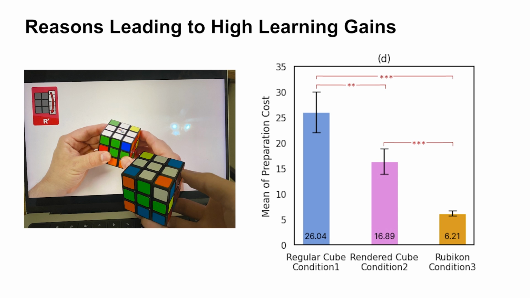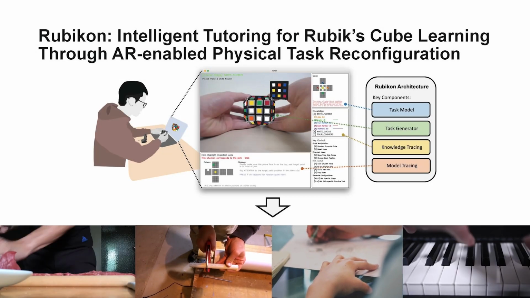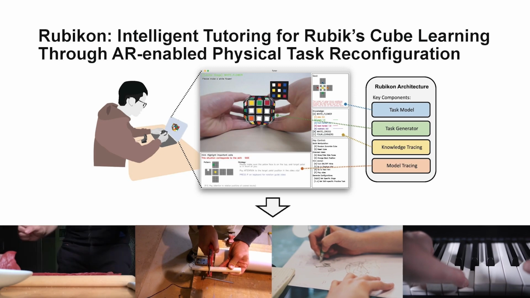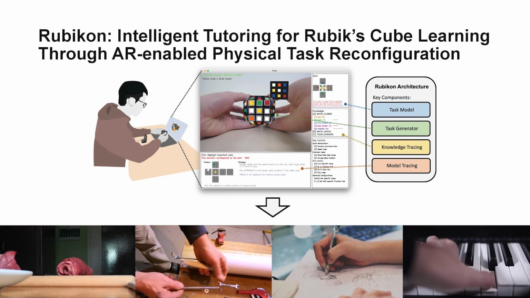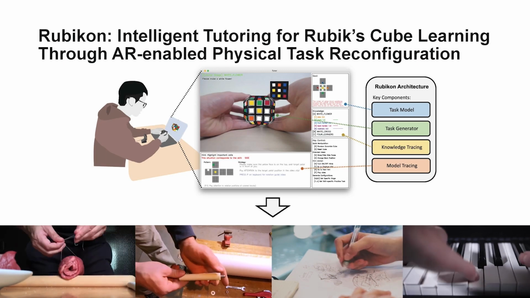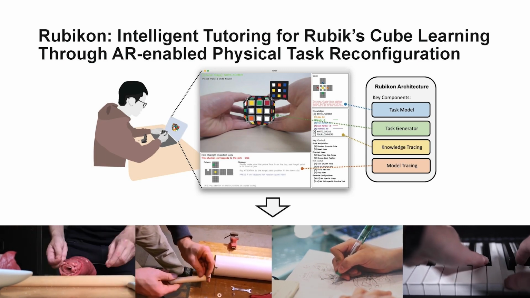Specifically, many participants in the baselines struggled to match the configuration of the cube in their hands with that in the video tutorial, which increased the preparation cost for the users to engage in meaningful practice. Overall, Rubikon is an example of deeply integrating mixed reality technologies with theory-driven instructional design in order to produce effective tutoring systems for 3D physical task learning.